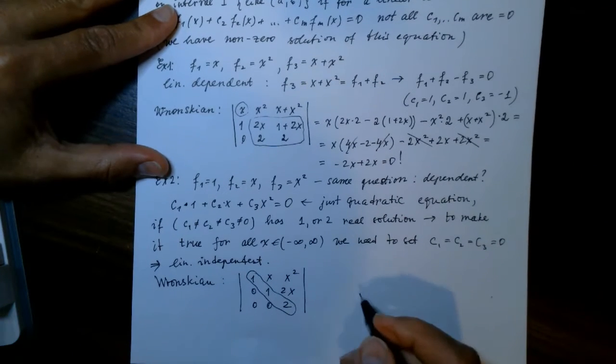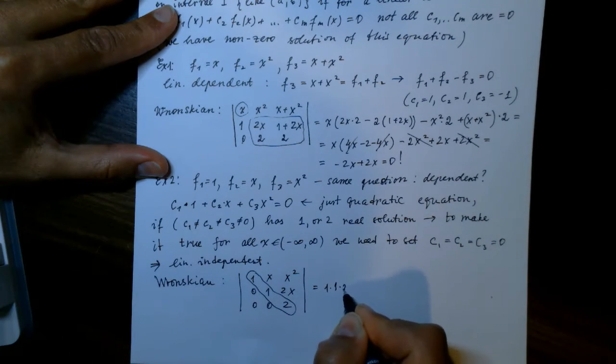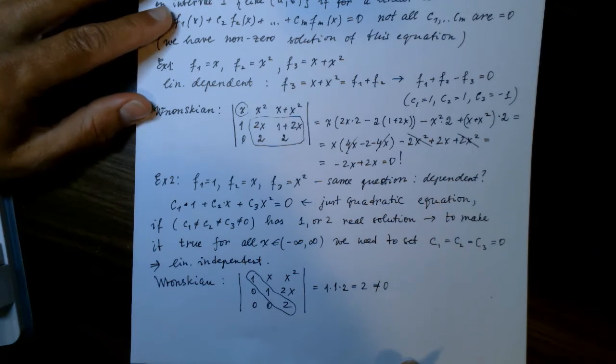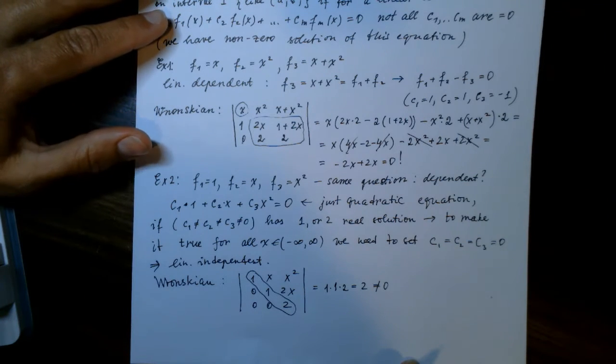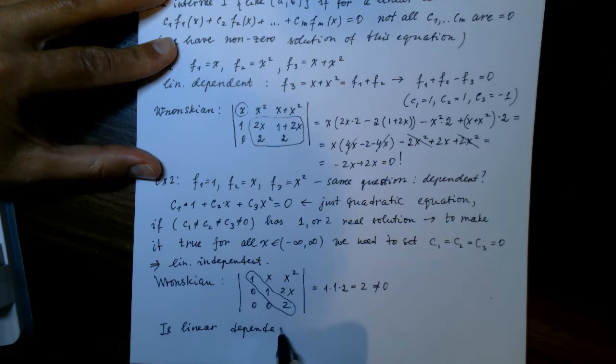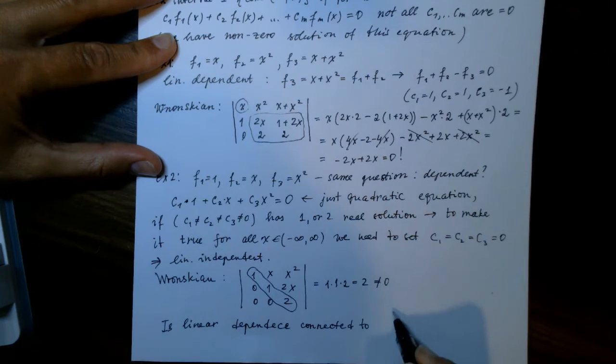Let's calculate the Wronskian. Because the constants have to be zeros to make it work, we have an independent system. The Wronskian of this system, and I'm rushing a little bit through it, is equal to 2. I just copied the functions, first derivatives and second derivatives. So you see that whether the functions are linearly dependent or linearly independent is connected to the Wronskian.